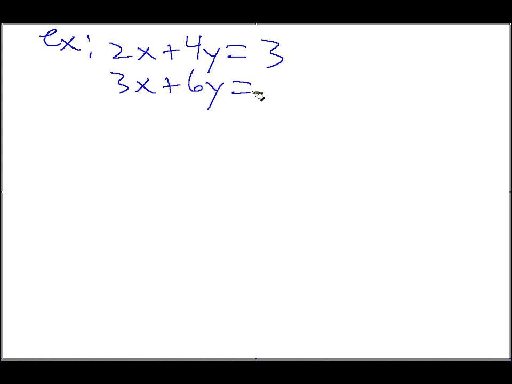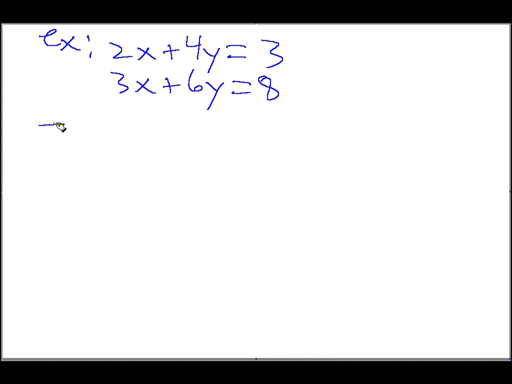All right, let's look at 2x plus 4y is equal to 3, and 3x plus 6y is equal to 8. Let's get rid of the x's again, because the common number is 6. So let me get this to be negative 6 and this to be positive 6. How do I get 2 to be a negative 6? Multiply both sides by what? Multiply it by negative 3.